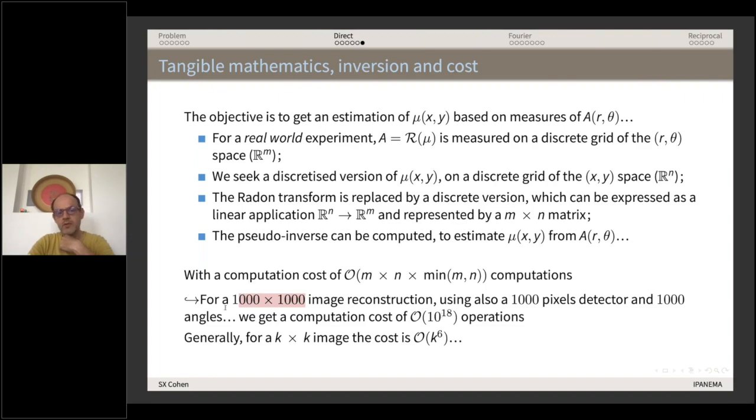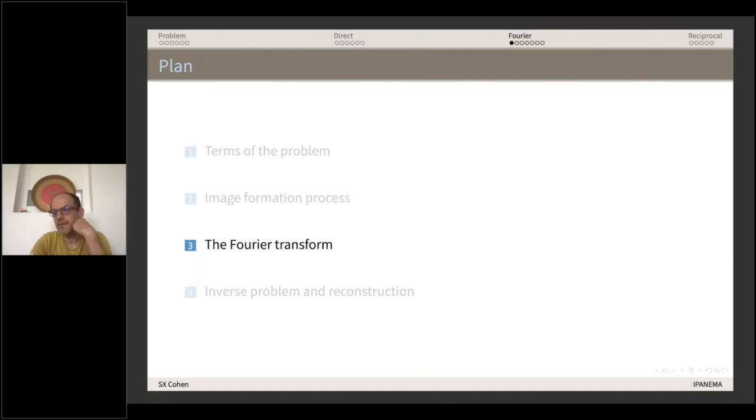And then if we extrapolate, we realize that if I have an image which has an edge of k pixels, indeed the cost of this inversion is big O of k to the power of 6. So indeed most of the concern in this problem is how I go from a problem which is solvable, which we can solve in a rather standard condition, to a problem which we can solve without spending too much energy on it.